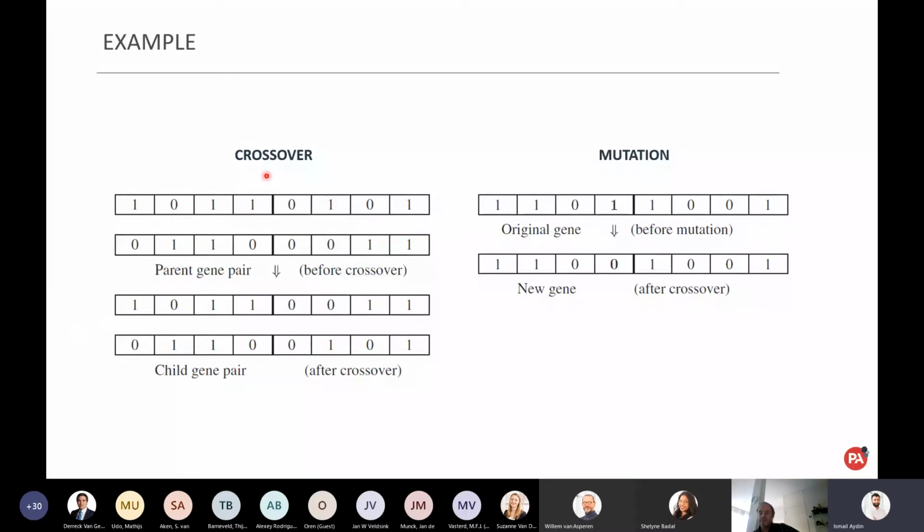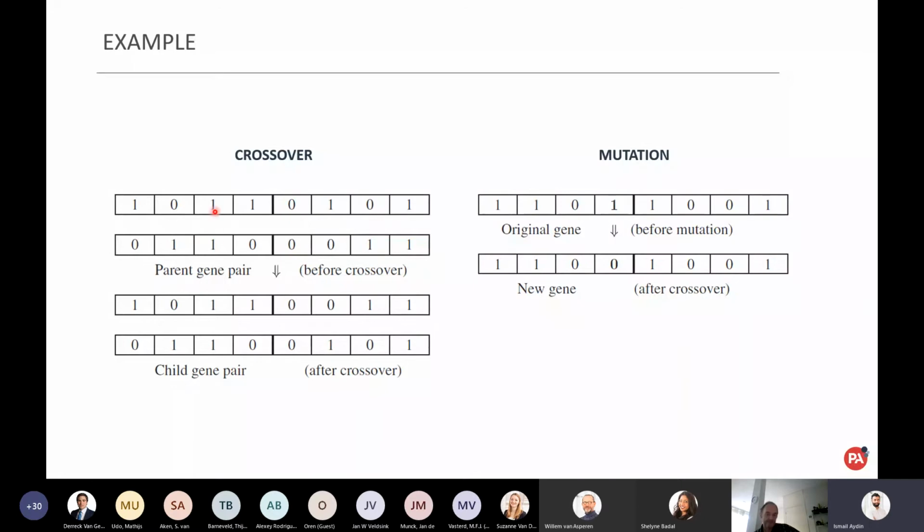So you have to see it like this. This is a binary string which represents in some way your solution vector, and this is another binary string that also represents another solution vector. So these can be the 2 fittest solution vectors that you have selected, and you're going to apply crossover.